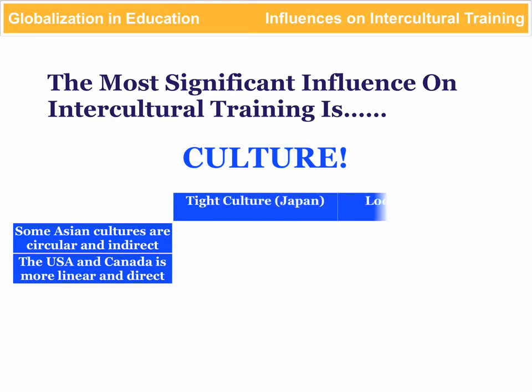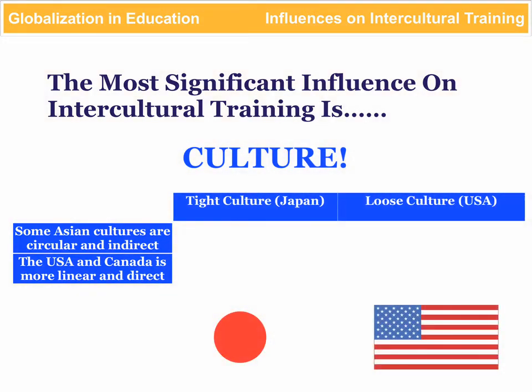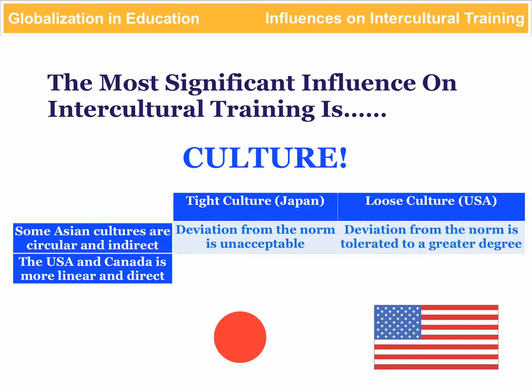And then also think about this with the tight culture versus the loose culture, and how this might affect your training session. For example, a tight culture could be represented by Japan, where deviation from the norm is unacceptable, and they're expected to follow certain behaviors. When you're up there teaching people from this tight culture, you want to be very serious and very straightforward with them, because they're going to follow exactly what you say and will follow in that pattern.